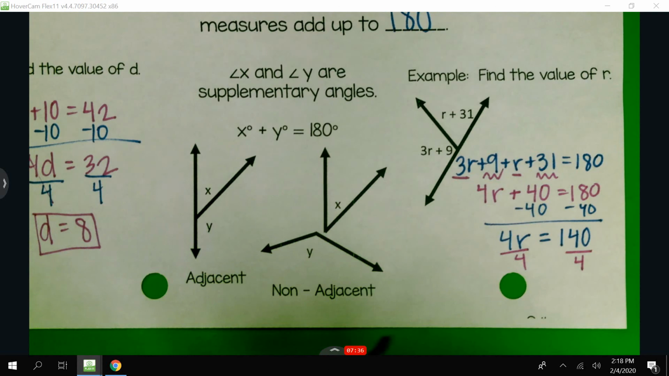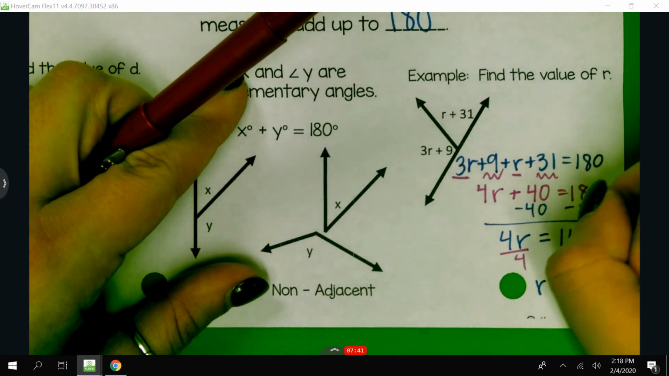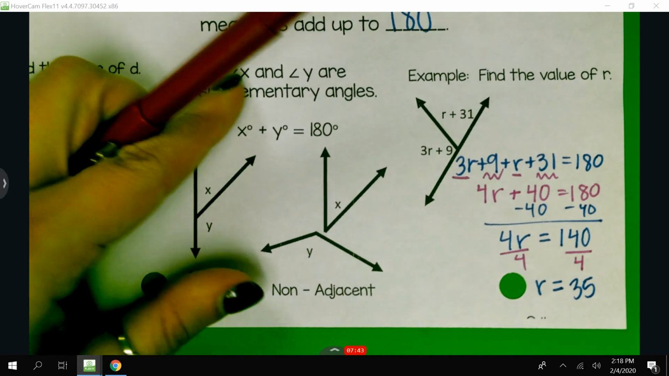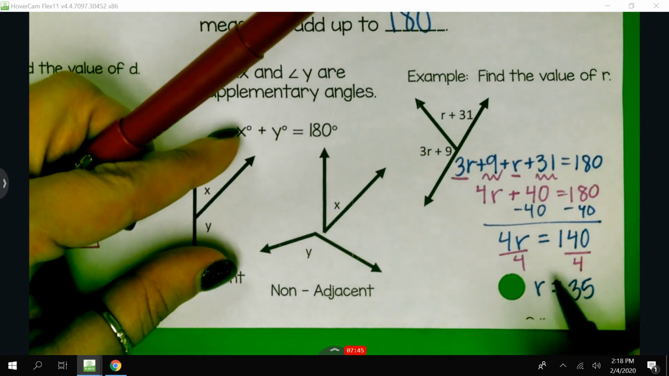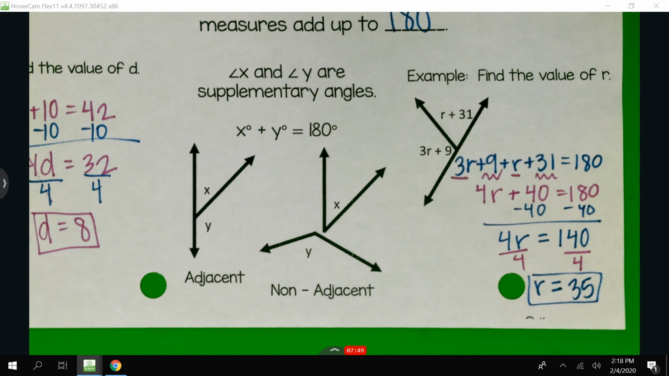So r becomes 10. I don't know. I actually have to do the math and not just take a guess. Yeah. 4 times 10 would be 40, not 1. I mean, never mind. Questions?